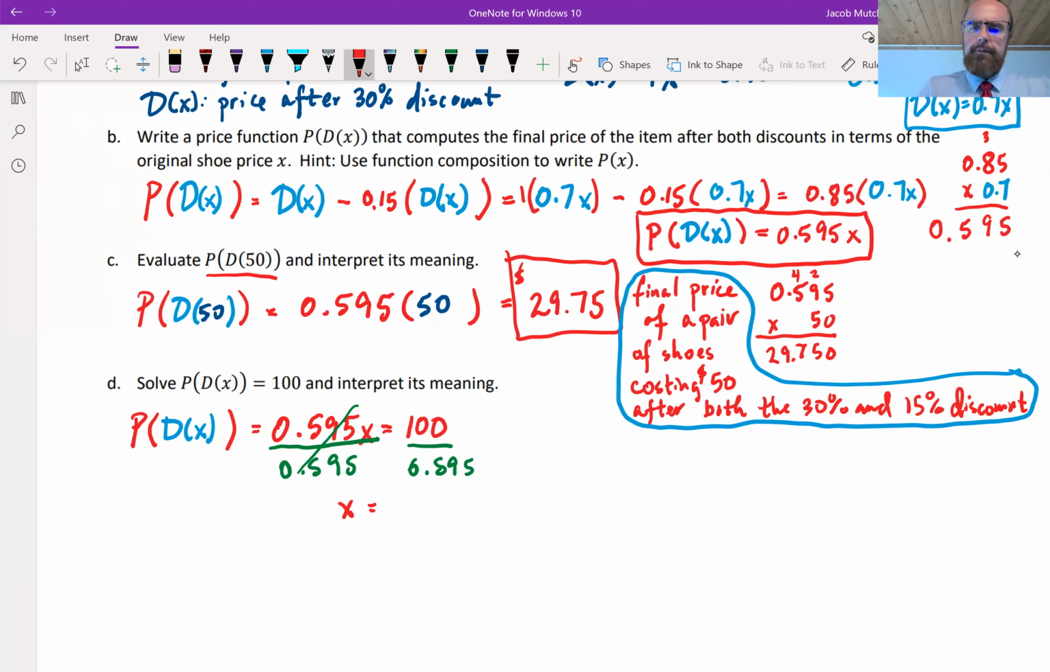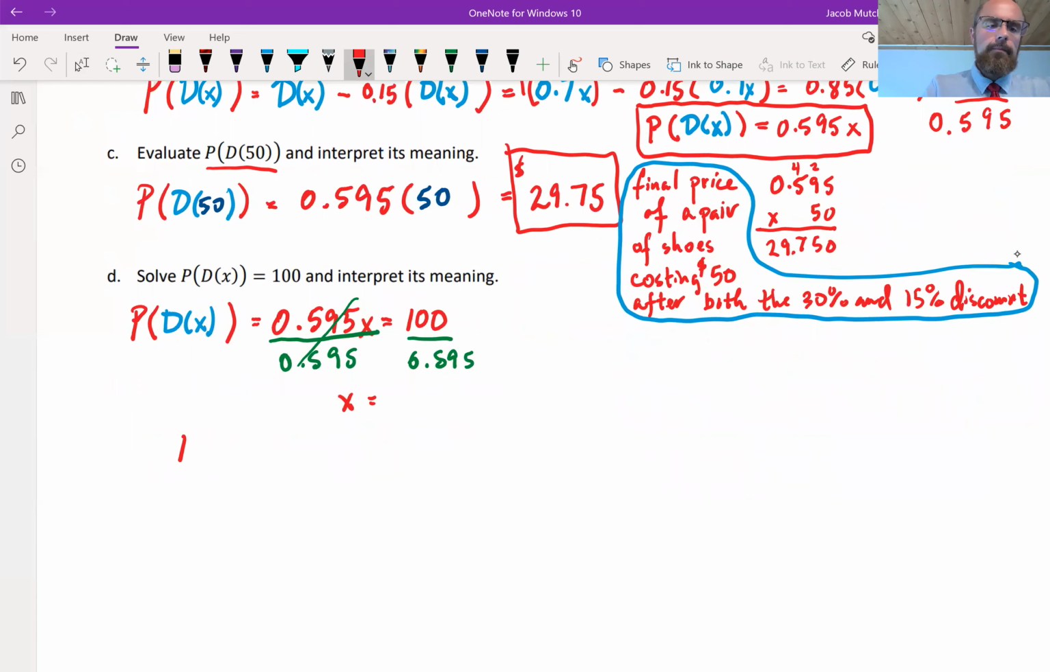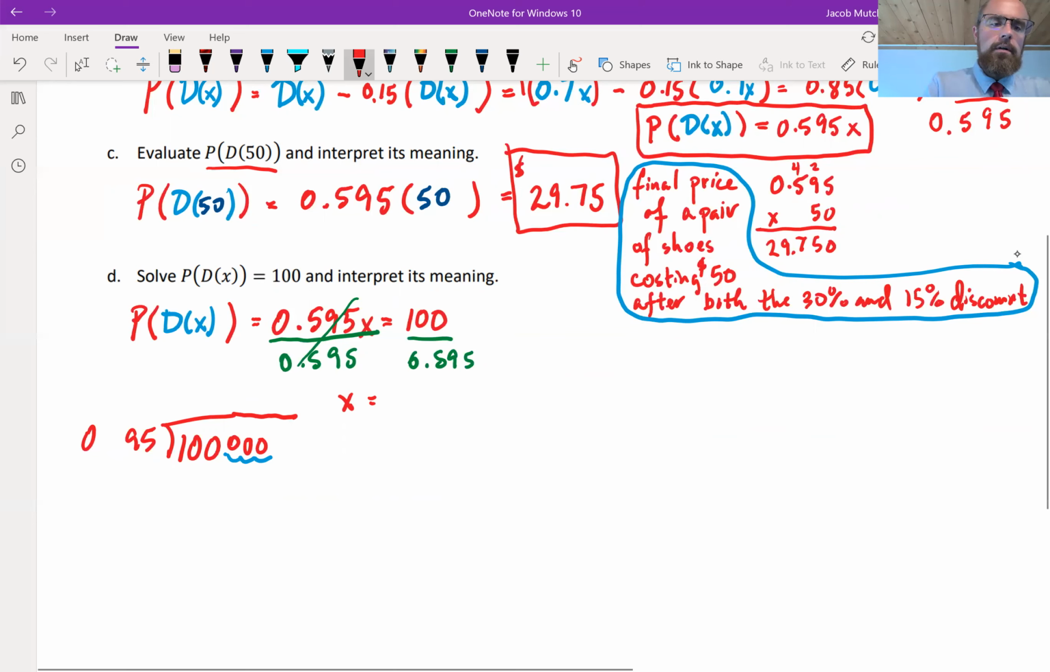So what we should do is definitely calculate this. So I'm going to put 100 divided by 0.595. So recall, when you're doing long division with decimals, your first step is to reposition the decimal of that divisor. So I'm going to incorporate 3 more zeros in the dividend, and then note that that has moved the decimal over to the far right. So it's equivalent to 100,000 divided by 595.